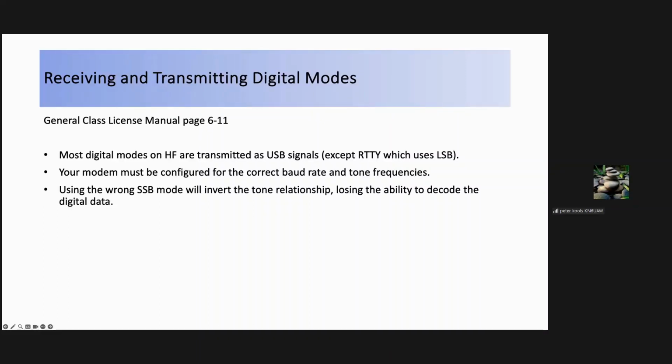If you're using the wrong SSB mode, let's say you're using LSB instead of upper sideband, that inverts the tone relationship, and then the receiver can't decode the data. If you're using the wrong baud rate, then the receiver's not going to be able to decode the data. If you're using the wrong tone frequencies, the receiver's not going to be able to decode the data.